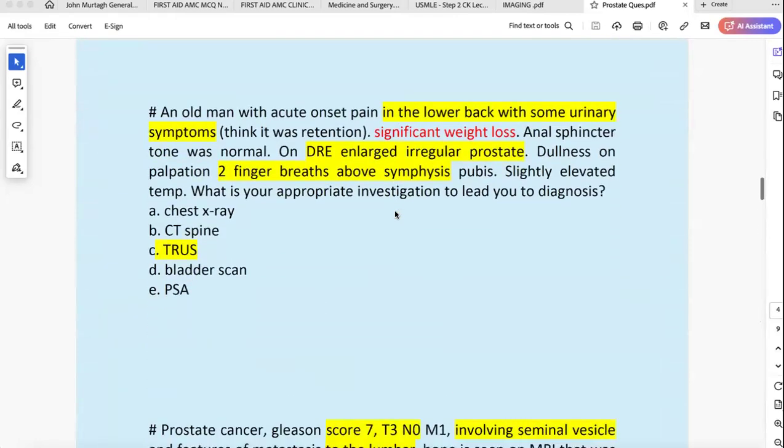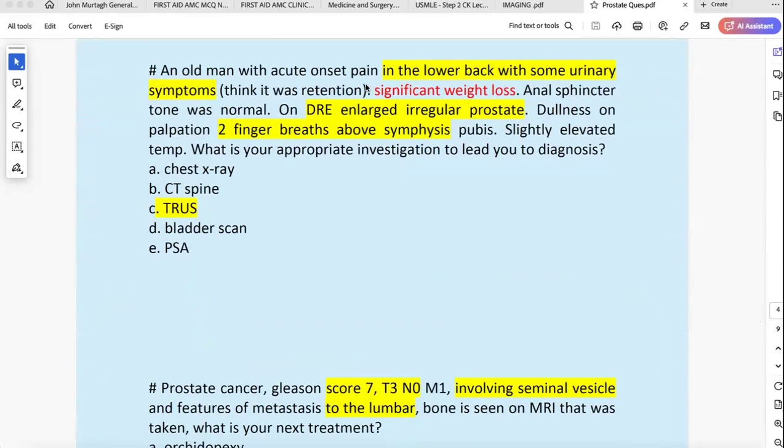Have a look at this question. Old man with acute onset of pain in the lower back with some urinary symptoms, significant weight loss, anal sphincter tone normal. On DRE, the prostate is irregularly enlarged. Now that will give you a thinking that this is not BPH, it is prostate cancer. Dullness is there, so urinary retention is also there, slightly elevated TEM.